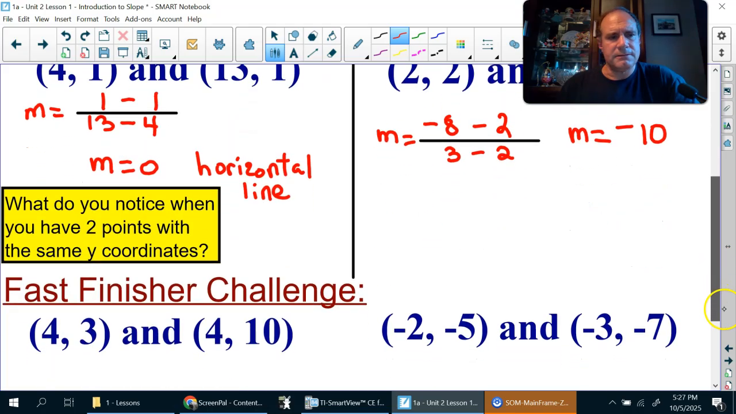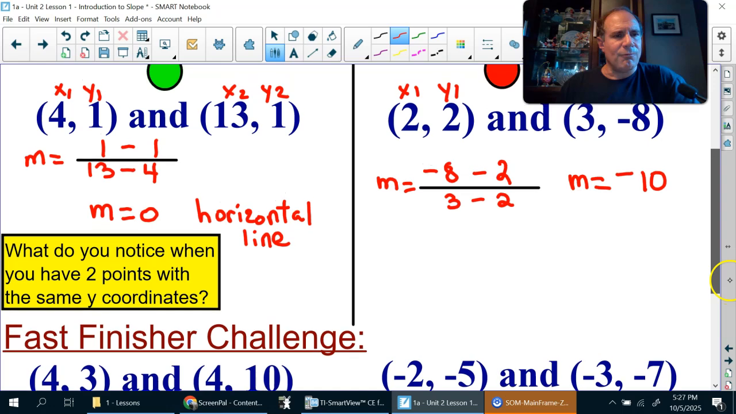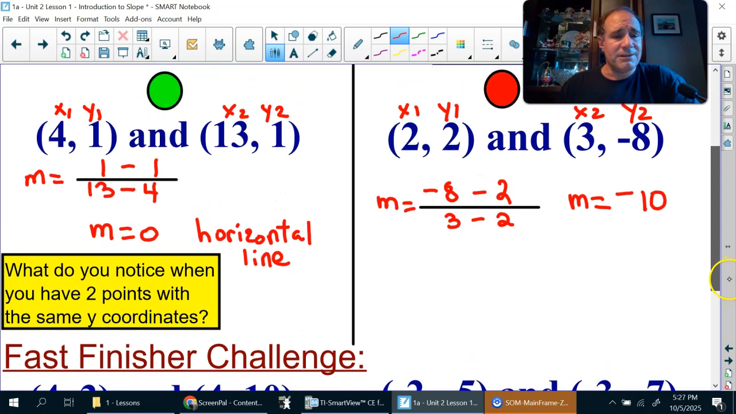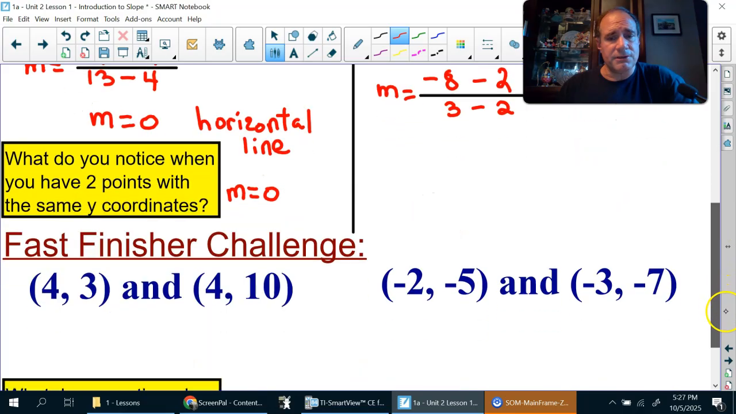And that is it. What do you notice when you have 2 points with the same y coordinates? Well, that's a slope of 0. Slope equals 0. That's what you notice.